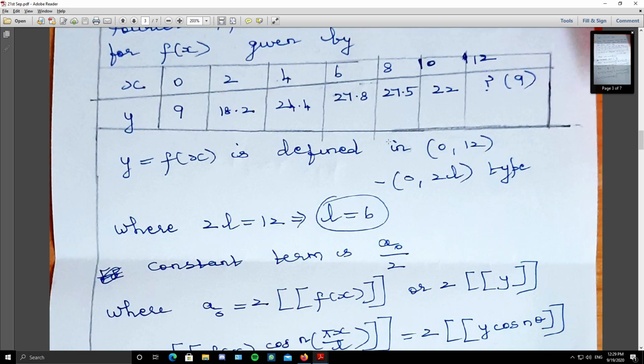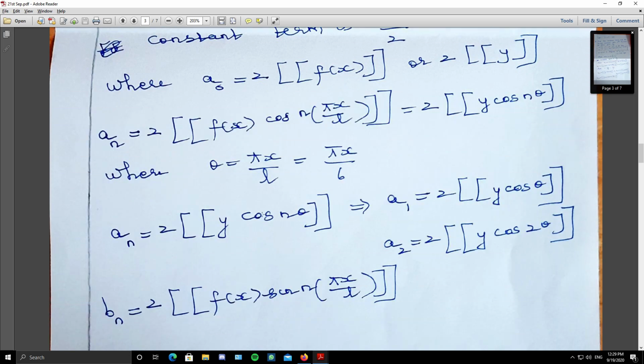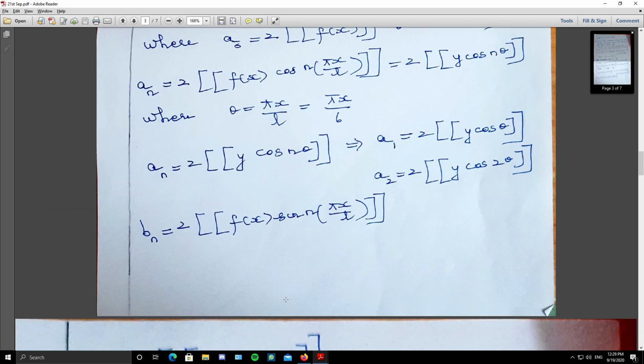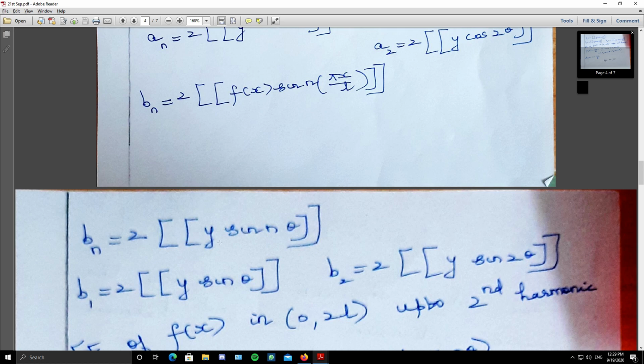You are asked to find up to second harmonic. So find a1, a2. a1 is 2 times the mean of y cos theta. a2 is 2 times the mean of y cos 2 theta. Similarly, bn, just replace cos by sin: 2 times the mean of f of x sine of n pi x by L. Here again we have defined theta as pi x by 6. So bn is 2 times the mean of y sine n theta, b1 is 2 times the mean of y sine theta, b2 is 2 times the mean of y sine 2 theta.